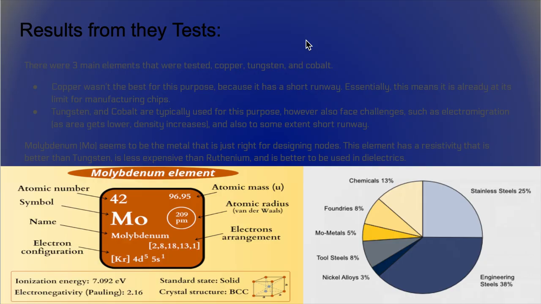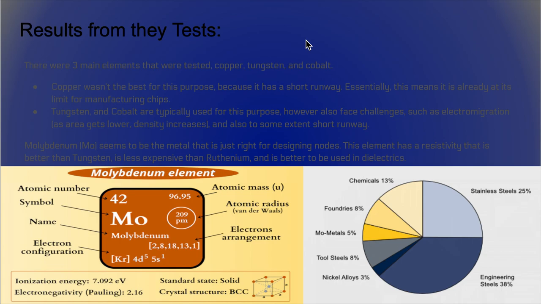And then tungsten and cobalt are kind of similar in some ways. They're better than copper, but they also have some challenges. For example, electromigration is a challenge in tungsten. When using tungsten as an element to design nodes, electromigration is a key challenge. As you see here, it briefly describes what electromigration is. It's basically when area gets lower, density increases. That's a problem. We don't want that in chip design. So that's one challenge with using tungsten.